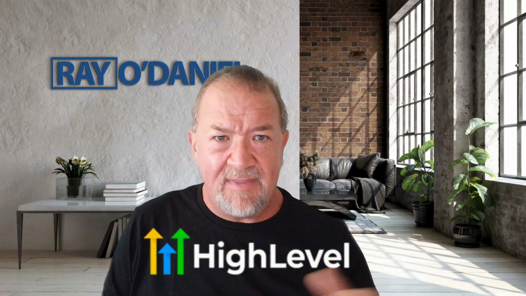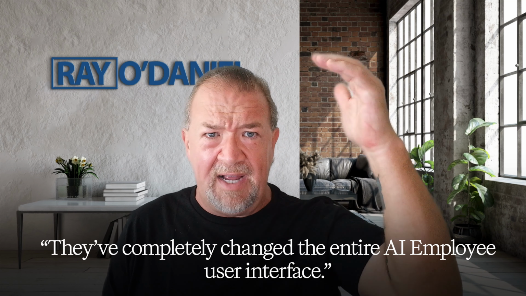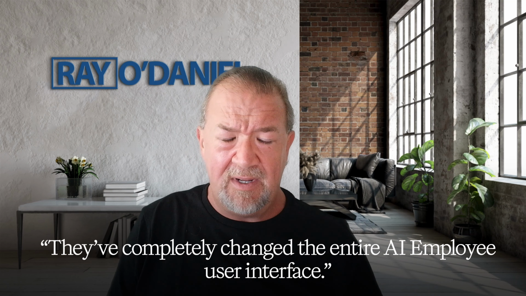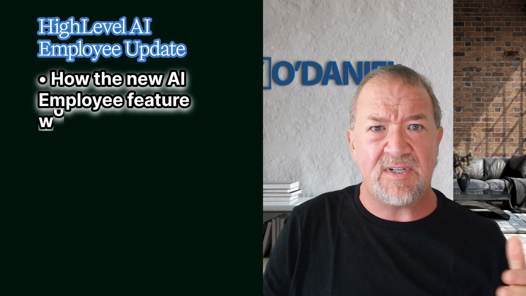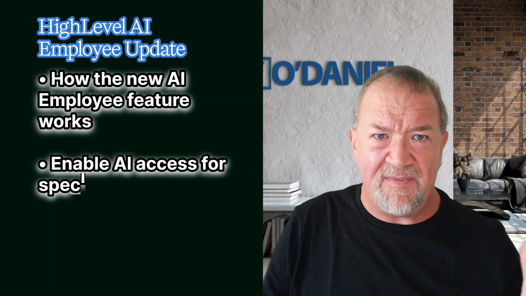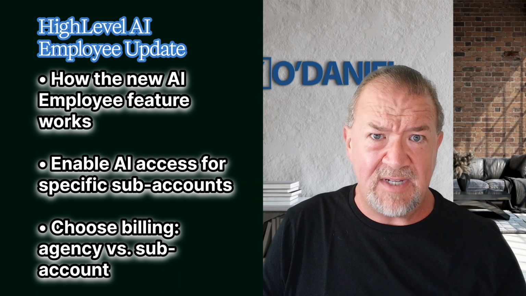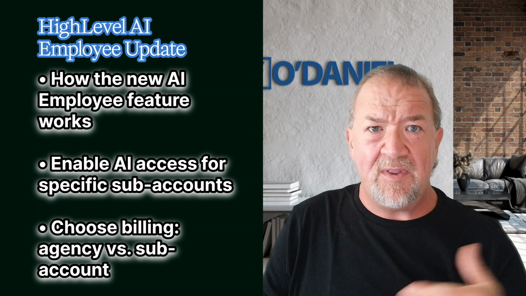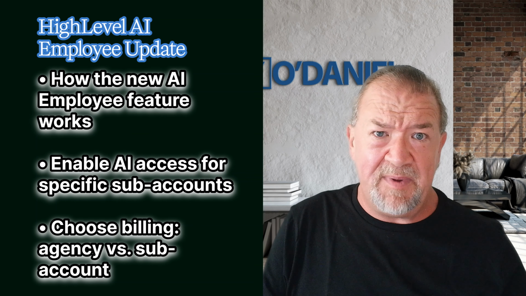HighLevel has done it again. They've completely changed the entire AI employee user interface from the agency level down to the sub-account level. So right now, I want to drop a quick video so that you understand how the new AI employee feature works, how you sit back and allow certain sub-accounts to have AI employee access, and whether you choose to specify the payment of that account to be at the sub-account or at the agency level.